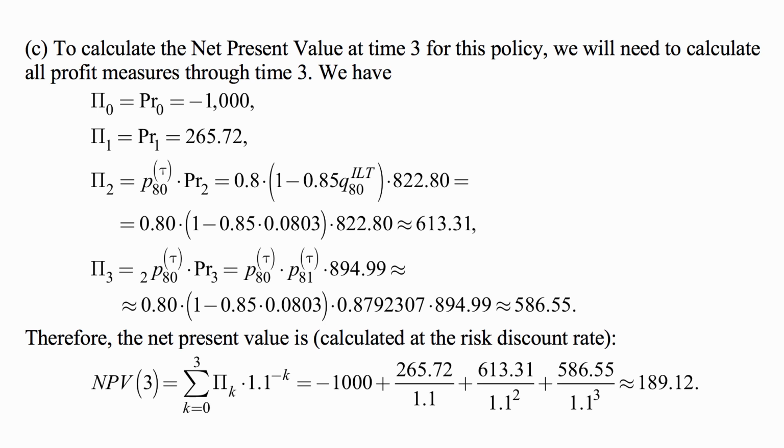And the net present value is all these profits adjusted for probability of survival, then discounted at the risk discount rate, which is 10%, and this comes out to be 189.12.